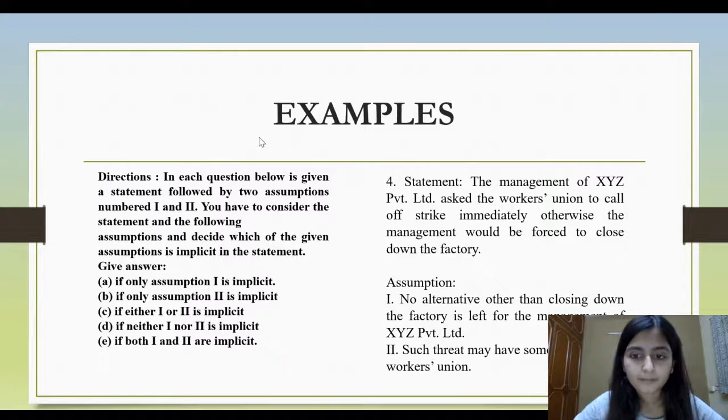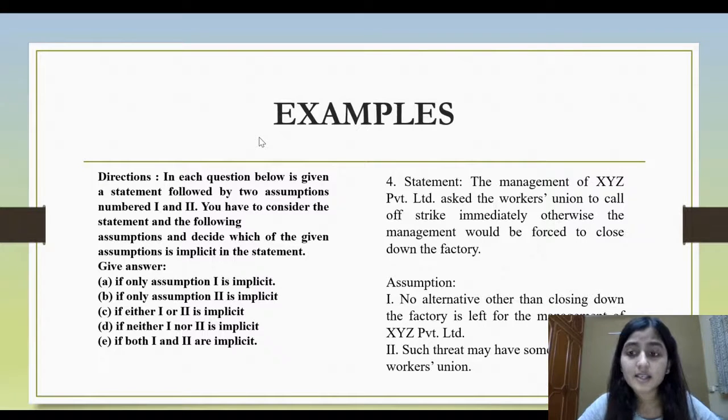Now come to statement 1. No alternative other than closing down the factory is left for the management of XYZ Private Limited. Is this implicit anywhere in the statement? You need to think from the perspective of the management of XYZ. Do they really take such a step, or do they really give such a warning to the workers only if there is a last resort? Is anything of this sort even mentioned in the statement? I don't think so. There is nothing in the statement which says that this is the last alternative.